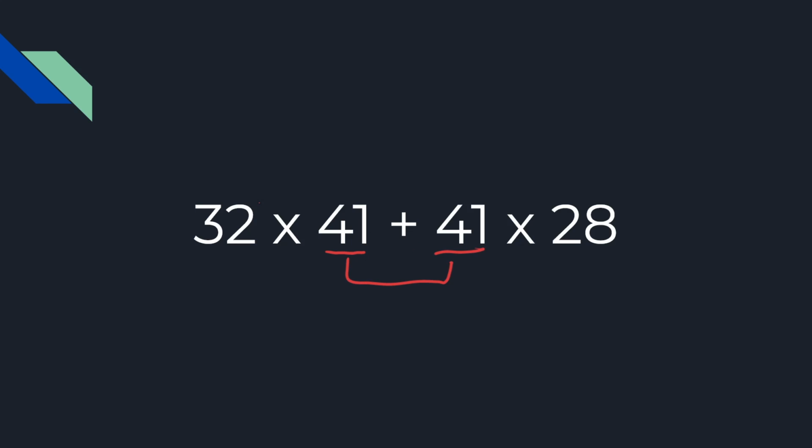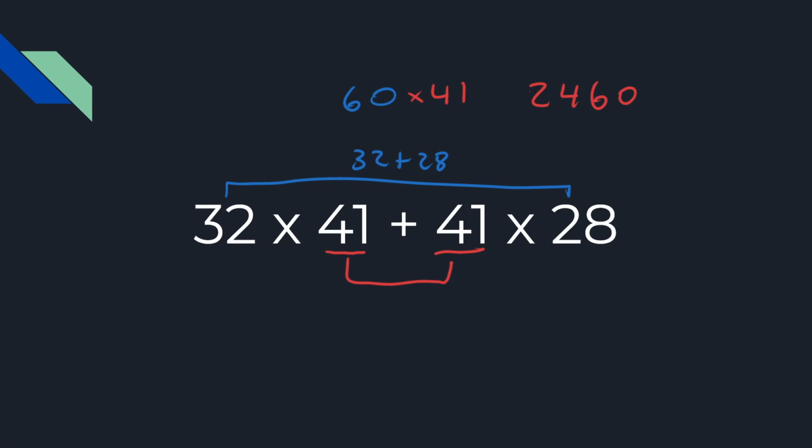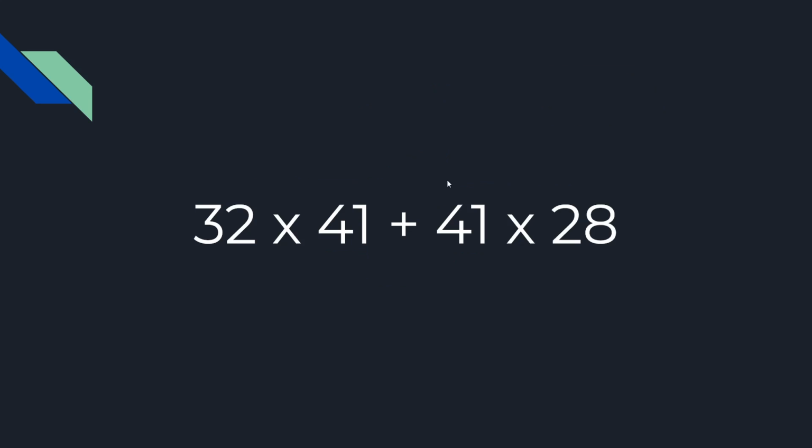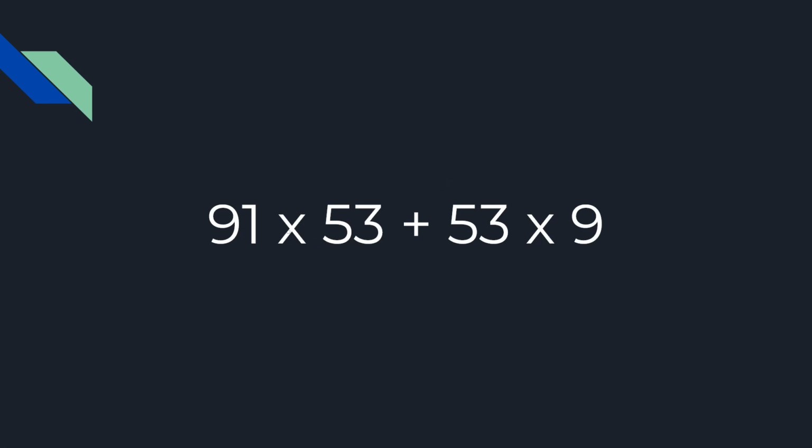Then add the two numbers that are different. In this case, 32 and 28 are different. So 32 plus 28 is just equal to 60. Then you multiply it by the number that's the same. So 60 times 41 is going to be equal to 2,460. So overall, 32 times 41 plus 41 times 28 is just 2,460.